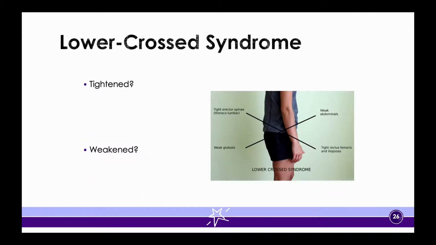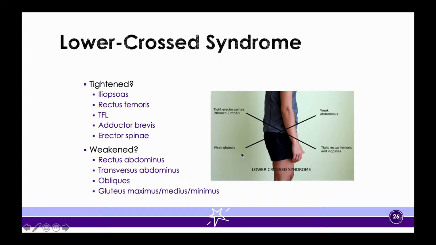We also have lower crossed syndrome. This is more dealing around the hips. Again, it's a crossed nature where we're going to have tight areas going across in this cross pattern, and then it's going to balance itself by having weaker areas that it's going to be inhibiting. So our tightened areas are the iliopsoas, the rectus femoris, the tensor fascia lata, the adductor brevis, and the erector spinae coming in the back. So we have a lot of lower back pain that can come with it as well.